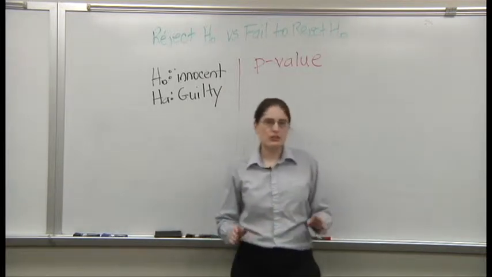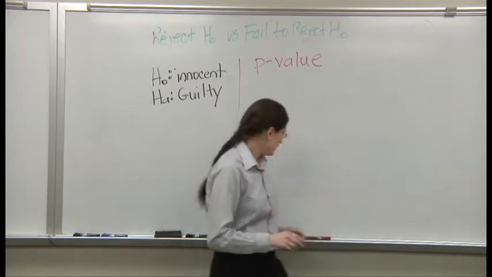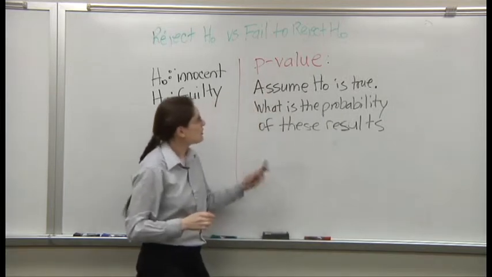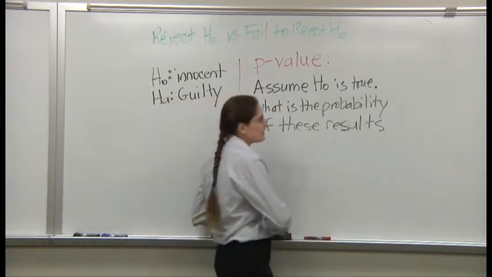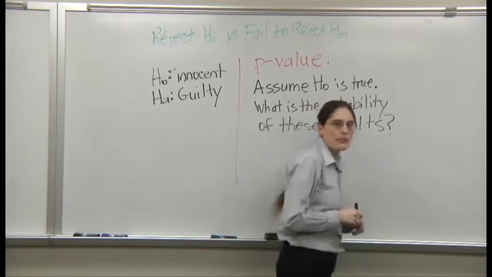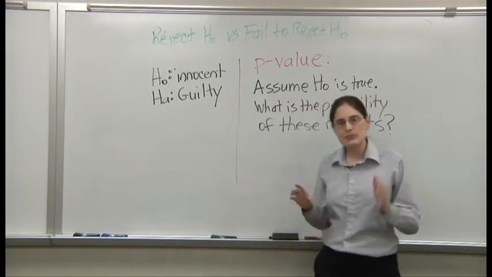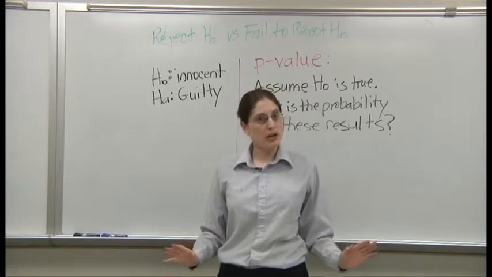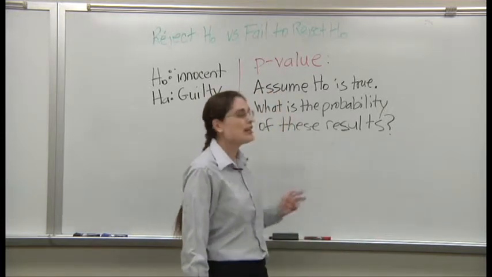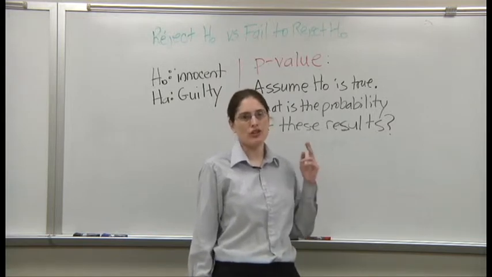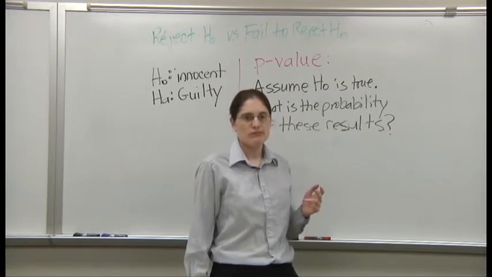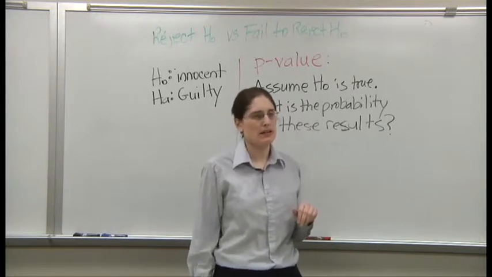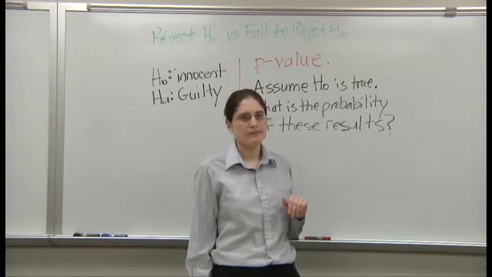The p-value is: assume that the null hypothesis is true. So the p-value is the probability that experimental results this surprising or more surprising would have happened if the null hypothesis were actually true. It's kind of the probability of coincidence, but not quite.